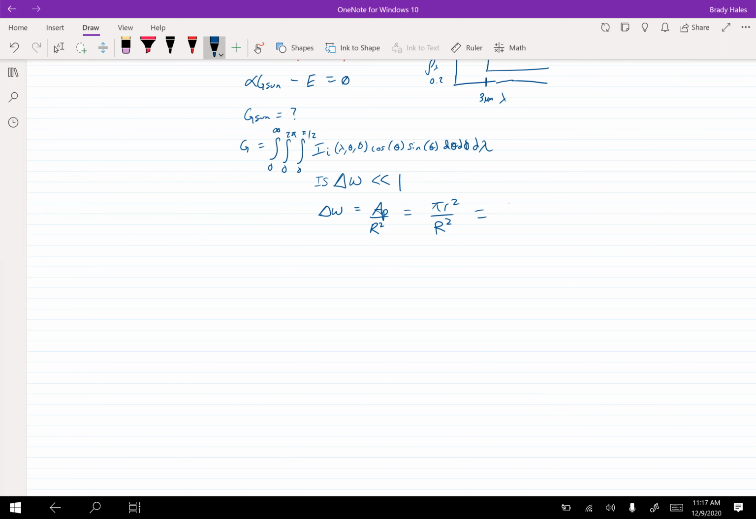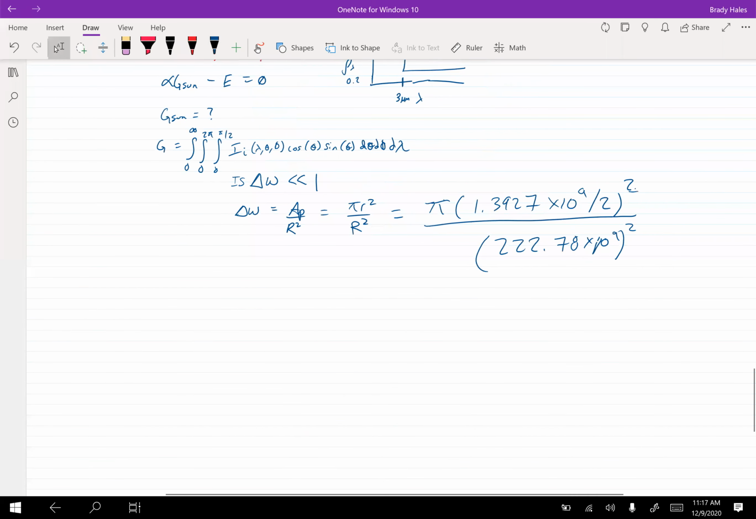So this is going to equal pi times the diameter of the sun, 1.3927 times 10 to the 9th, divided by 2 to make a radius, squared. And then the distance is going to be 222.78 times 10 to the 9th, squared. Now if you were to do this, you would find that it is indeed much less than 1.